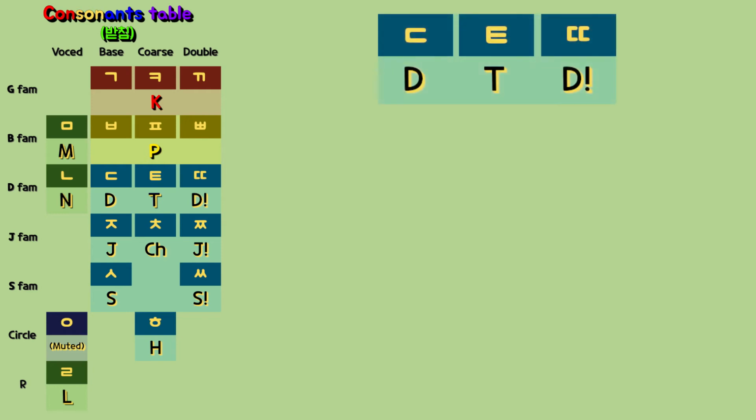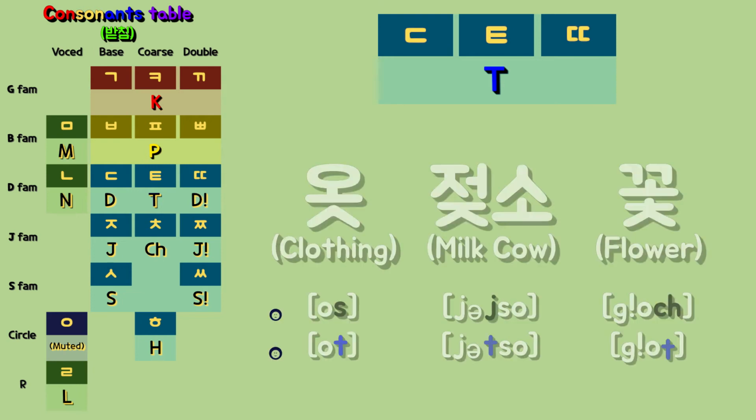The next color is blue. What a huge group. All these consonants colored in blue end up carrying a single sound value when placed as 받침. Then which sound? They make the sound of the uppermost coarse sound, T. All of them. There are so many that I can't give you all the examples. Let me give you a few examples of these. 옷, 젖소, 꽃. Isn't it easy?